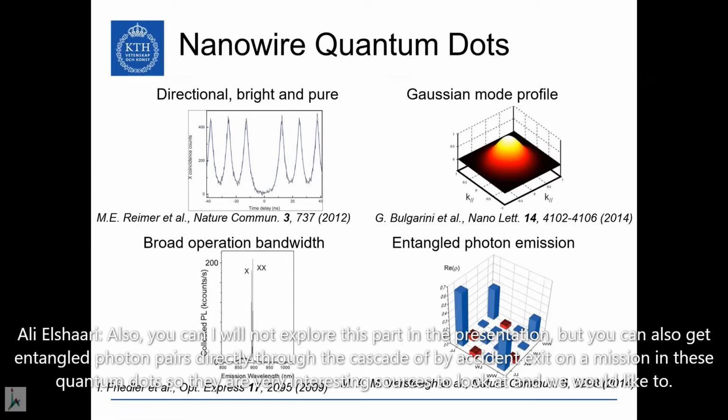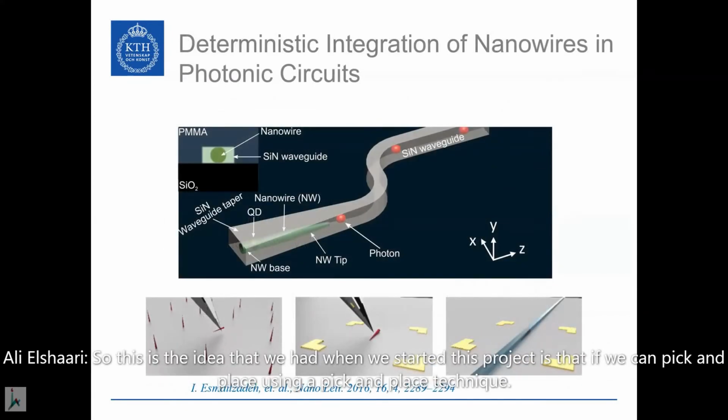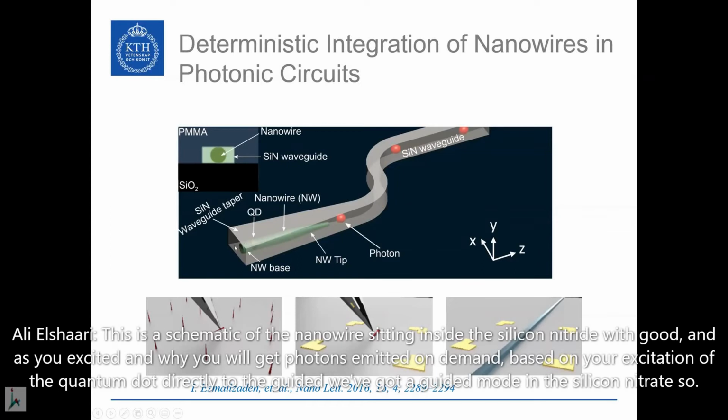So they are very interesting sources to look at, and we would like to also integrate them in photonic integrated circuits. Previously, most of the research was based on free space optics, and we wanted to explore moving into the integration regime. This is the idea that we had when we started this project: using a pick and place technique, put the nanowire in an integrated photonic circuit and build the photonic circuit with respect to it. Here is a schematic of the nanowire sitting inside a silicon nitride waveguide. As you excite the nanowire, you get photons emitted on demand, based on your excitation of the quantum dot, directly into the guided mode in the silicon nitride.